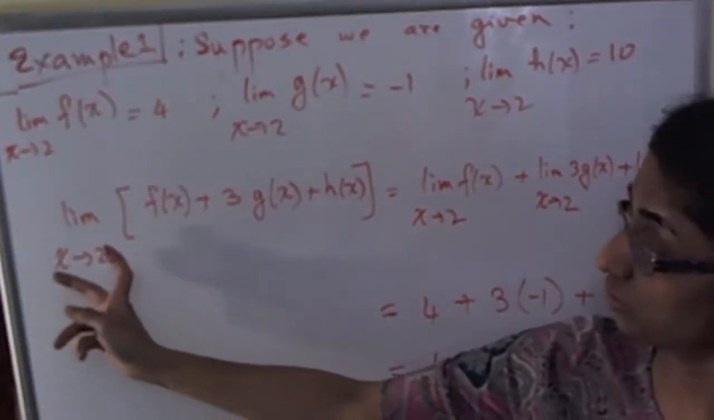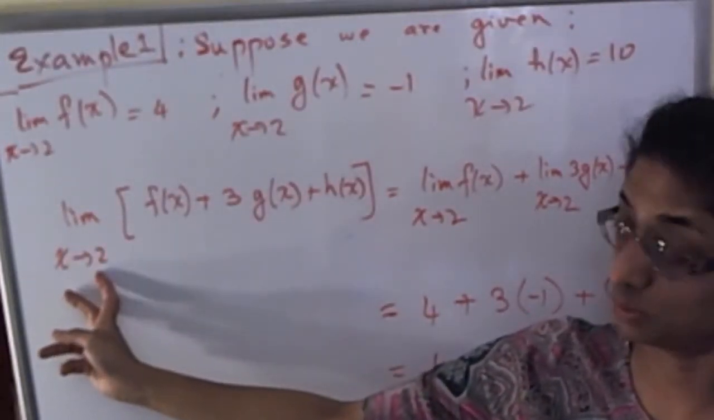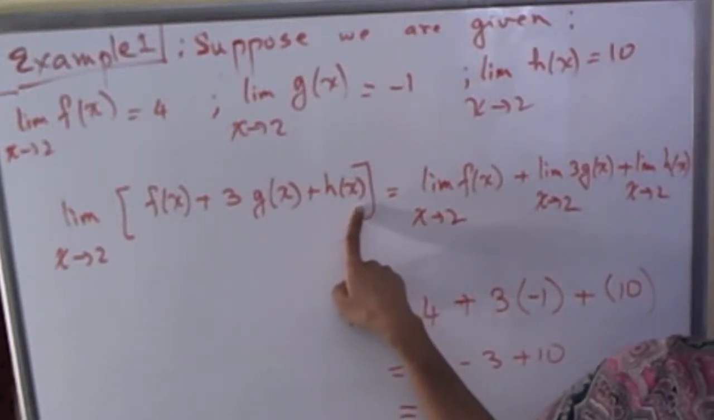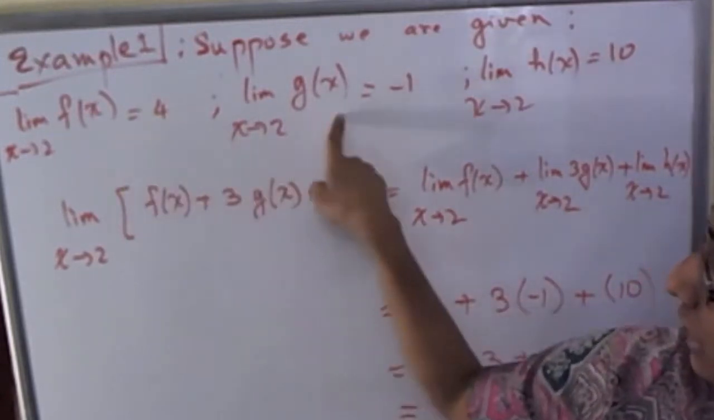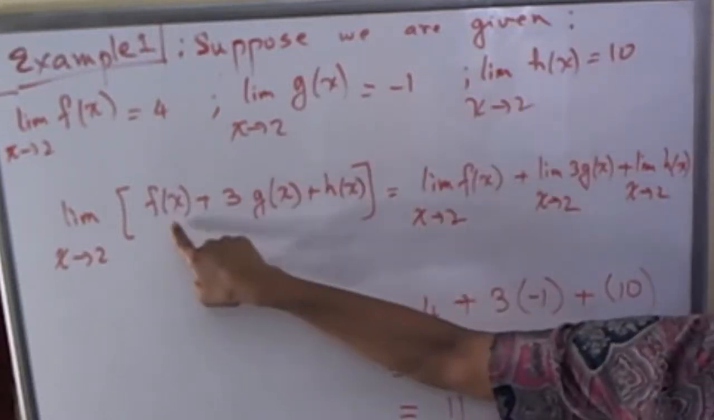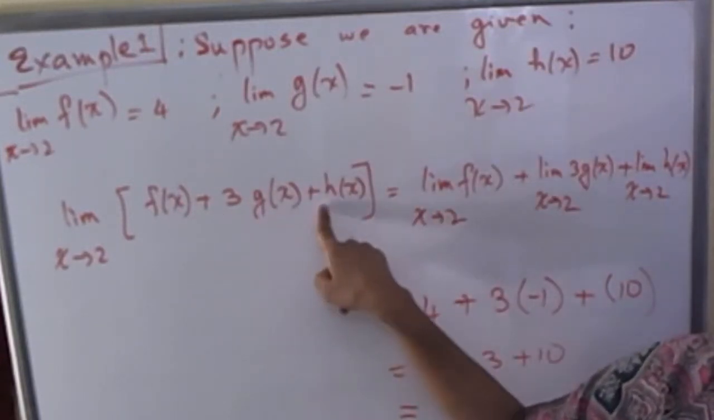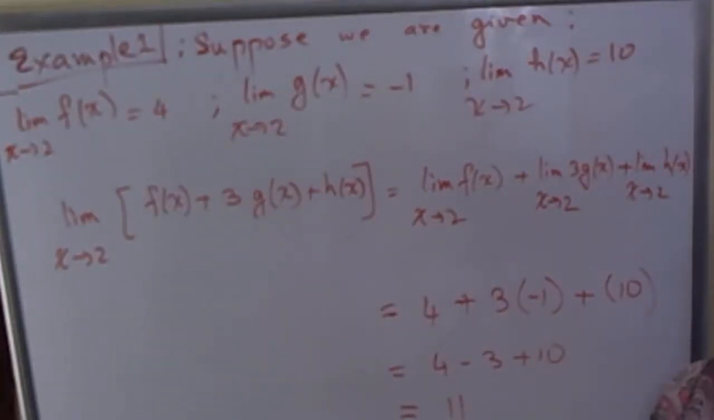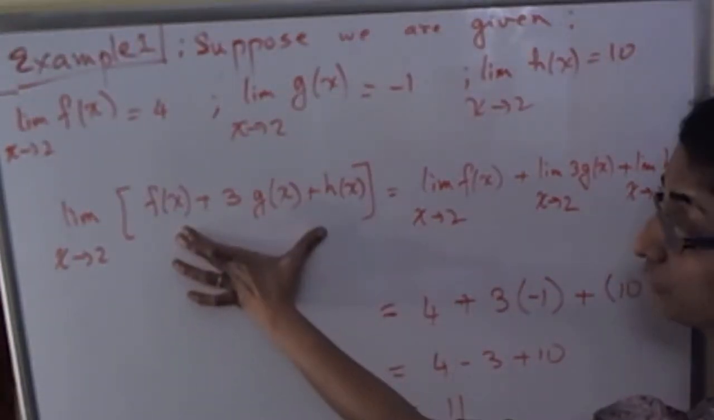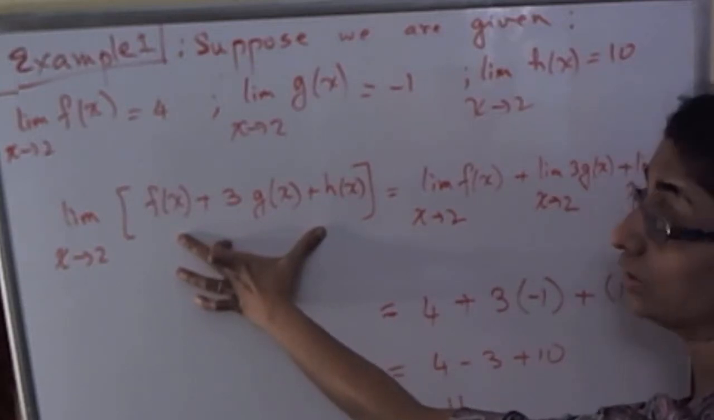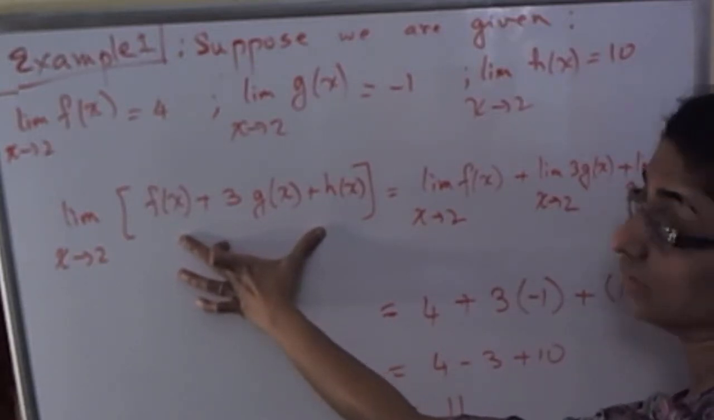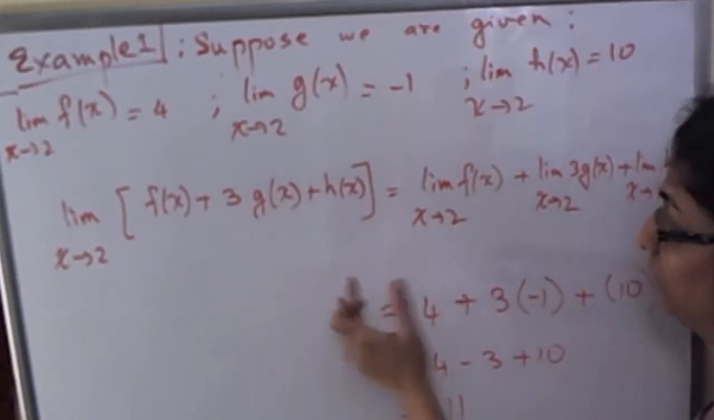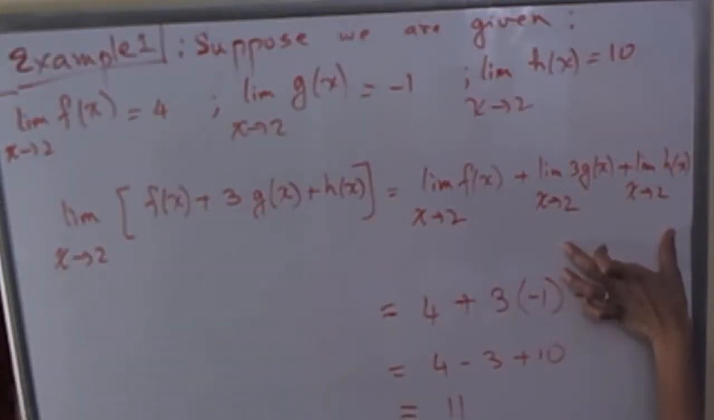And now we would like to compute the limit as x approaches 2 of a new function created out of these three old functions, f of x plus 3 times g of x plus h of x. And the limit laws will help you with that. Here we have a sum of three functions, and you know from one of the limit laws that it's okay to calculate individual limits and then add them up. That's what this step tells you.